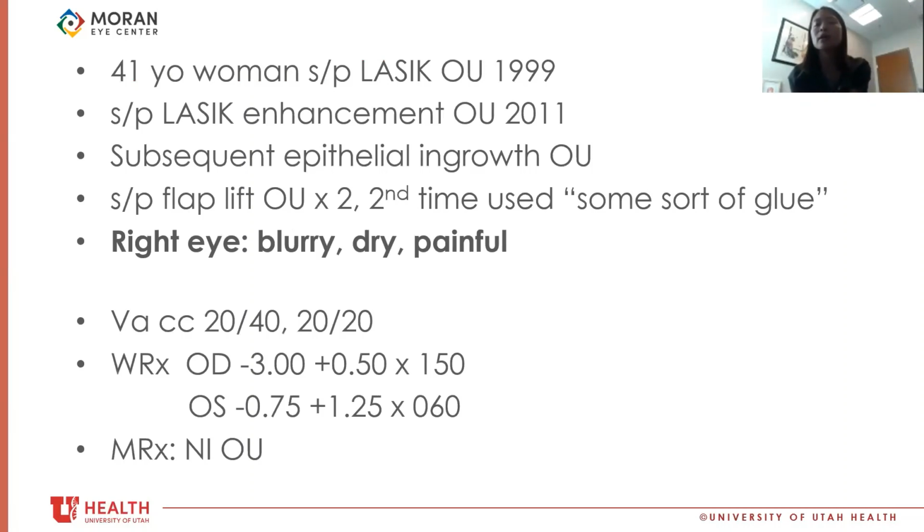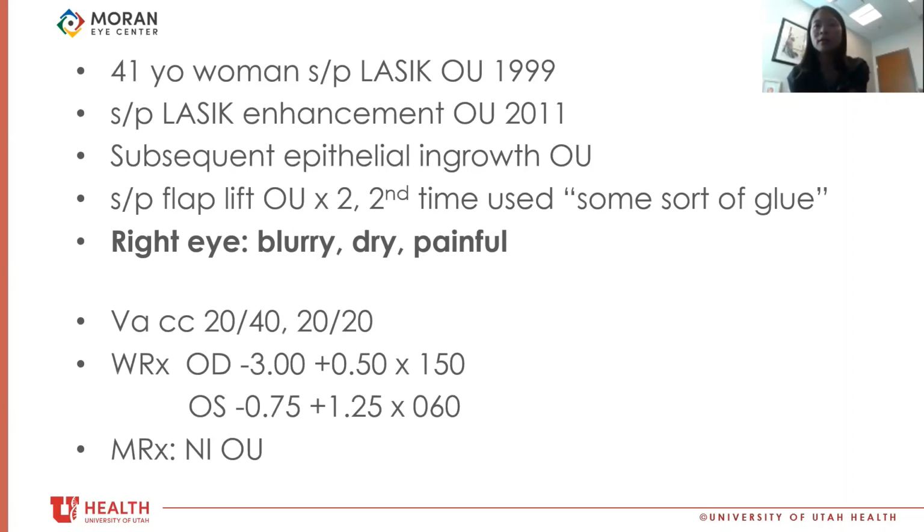And then she, unsurprisingly, developed subsequent epithelial ingrowth in both eyes. And then she subsequently had 2 more flap lifts to try and remove the epithelial ingrowth. Again, no records. She said the second time they lifted the flap, they used some sort of glue. So maybe to seal, maybe resure. And again, I'm not sure what they used, but it didn't sound like they did any sutures or anything.